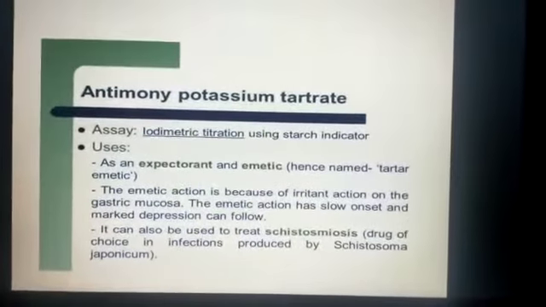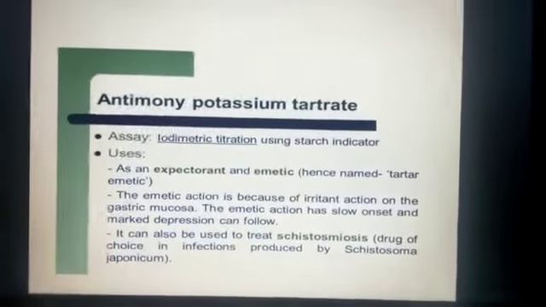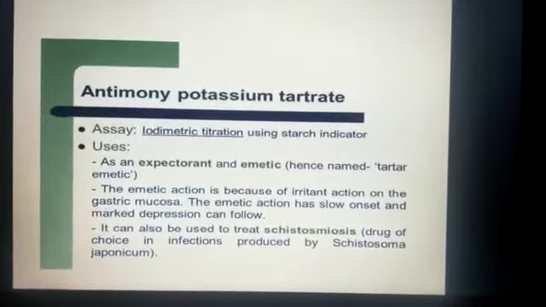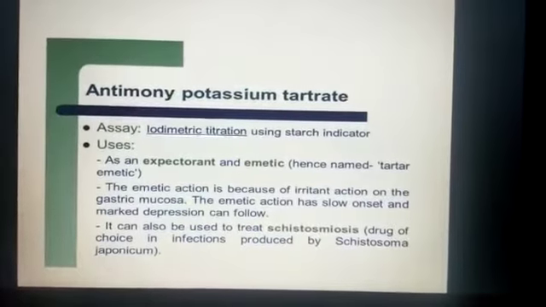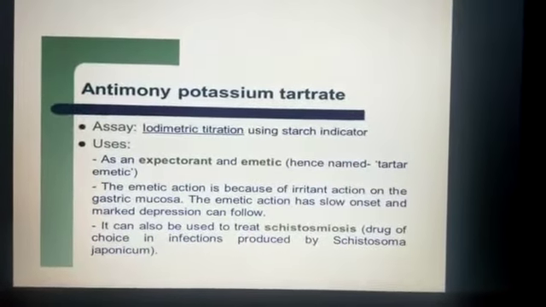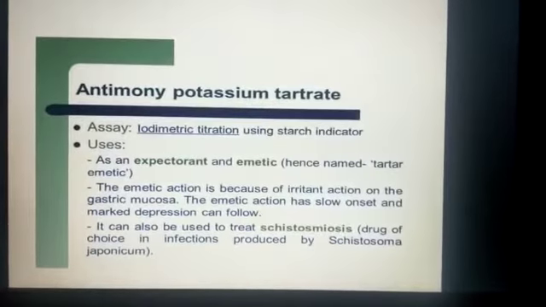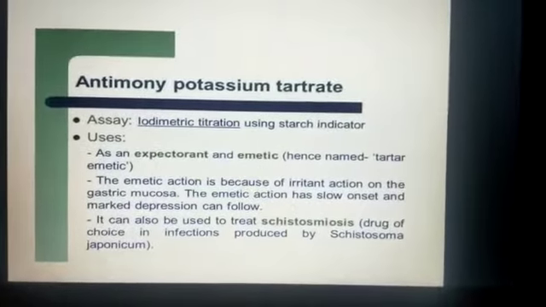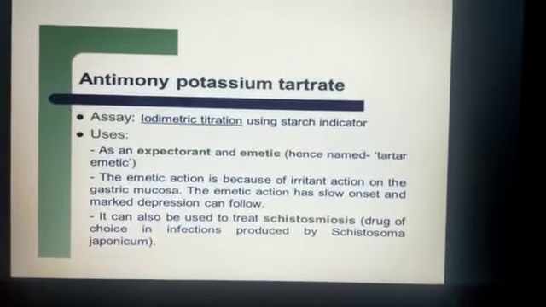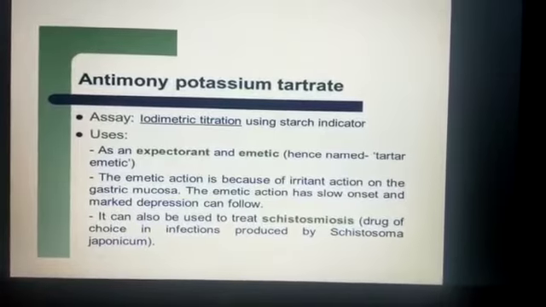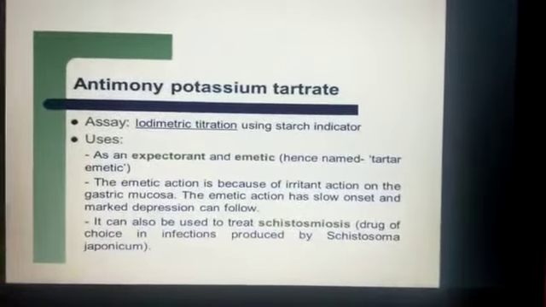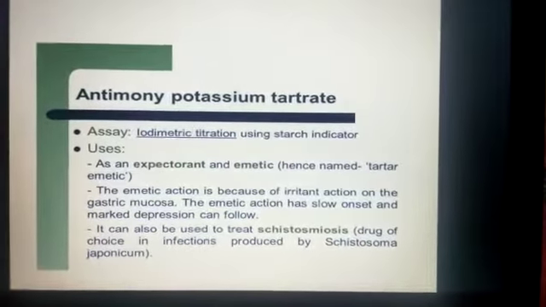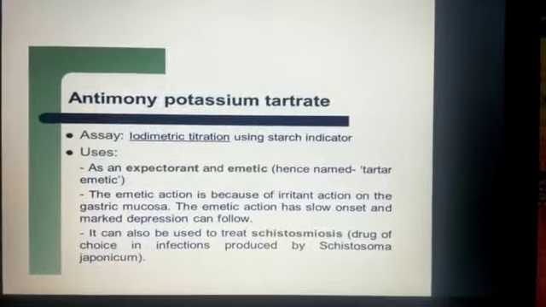Now, antimony potassium tartrate is assayed by iodometric titration using starch indicator. It is used as an expectorant and emetic. The emetic action is because of irritant action on the gastric mucosa. The emetic action has a slow onset and marked depression can follow.